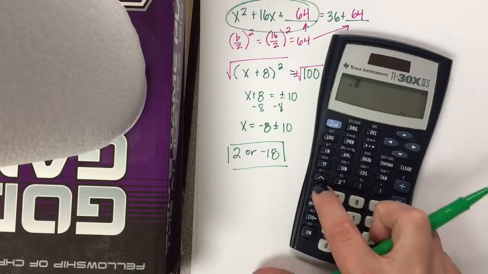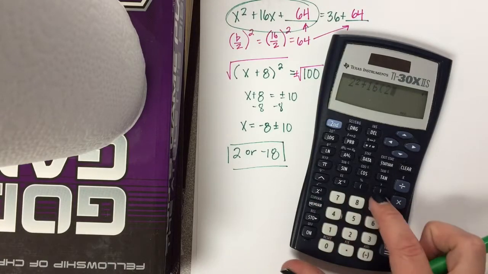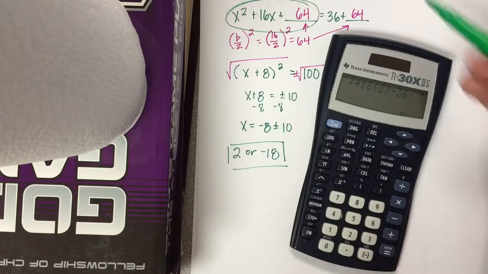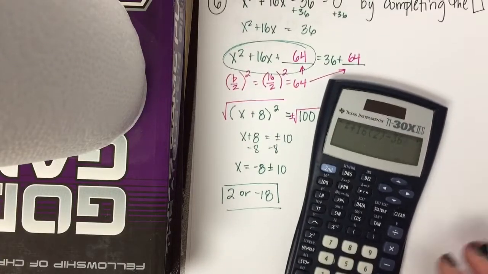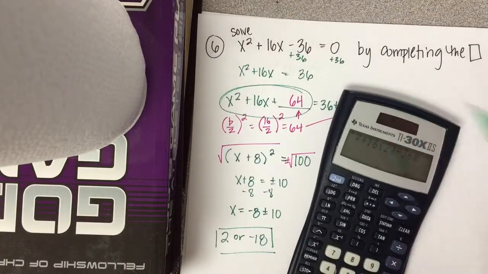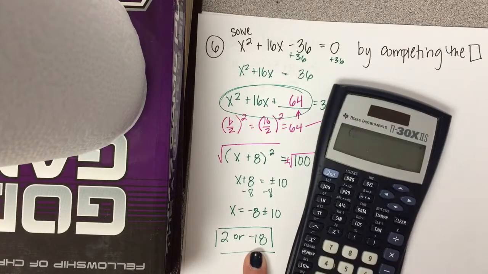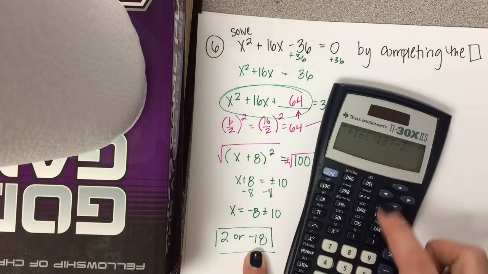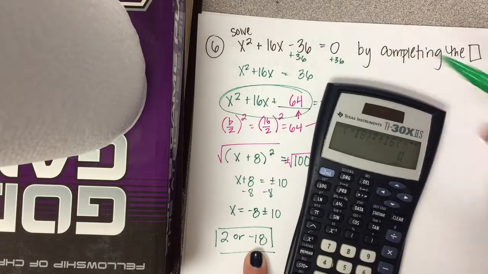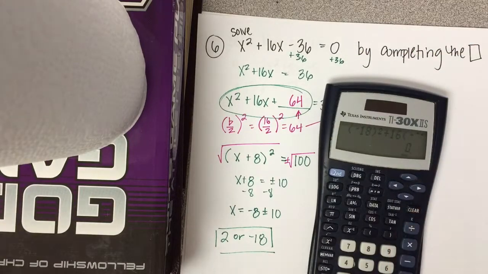So 2 squared plus 16 times 2 minus 36, and I'm hoping that I get 0. Perfect, equals 0. And then negative 18, I can type in negative 18 squared plus 16 times negative 18 minus 36, and I got 0. So I know that these two are the correct solutions.